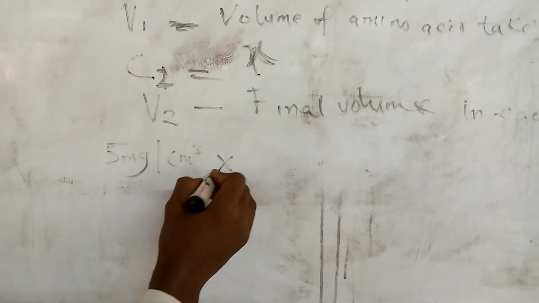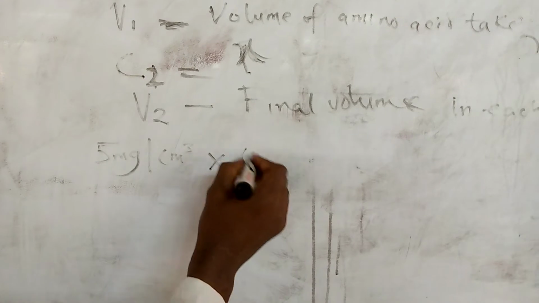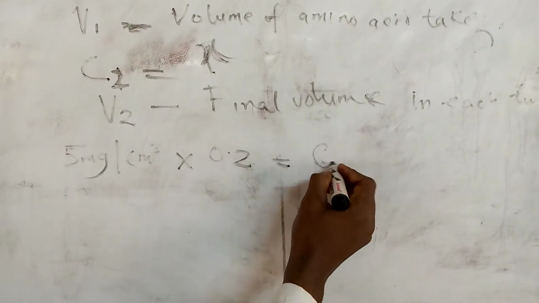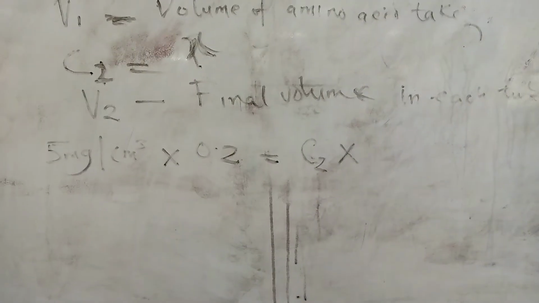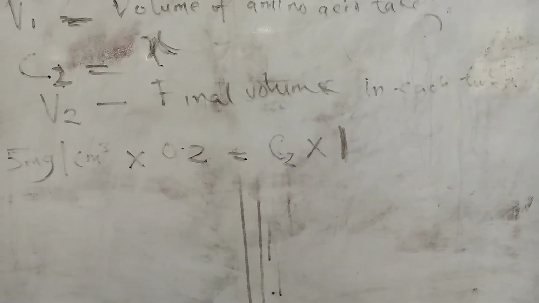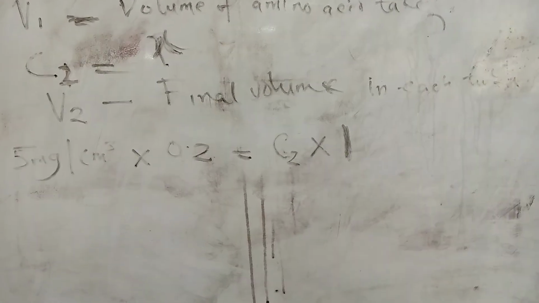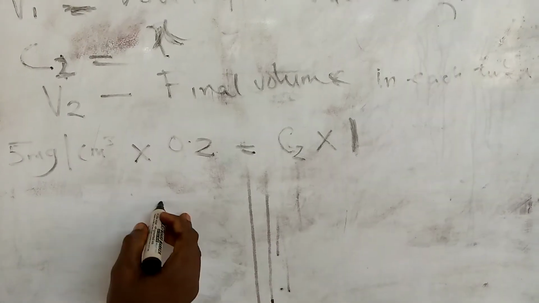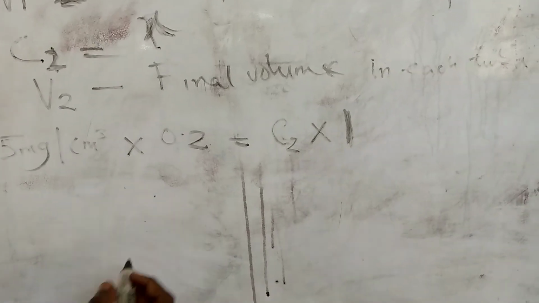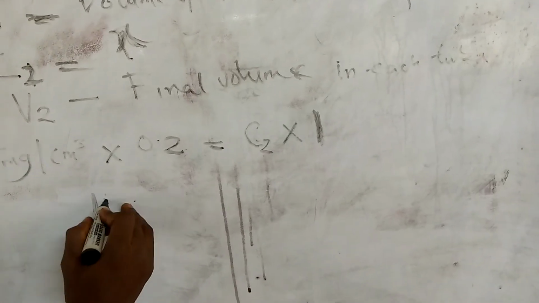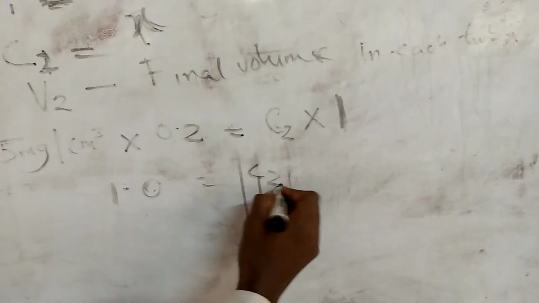Then we multiply it by the volume that we take for tube 1. The volume will be 0.2. And then the concentration is what we don't know. Then the final volume is 1, the final volume that we make in each tube. Then when we multiply this together, 5 times 0.2, that should give us 1.0. That means our C2 for tube 1 is 1.0.